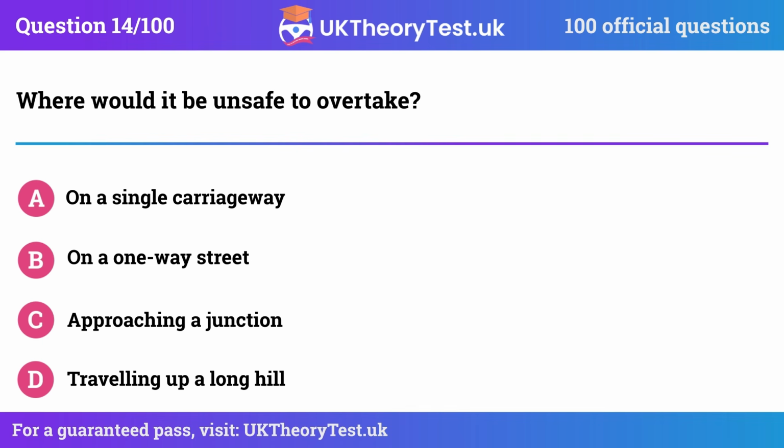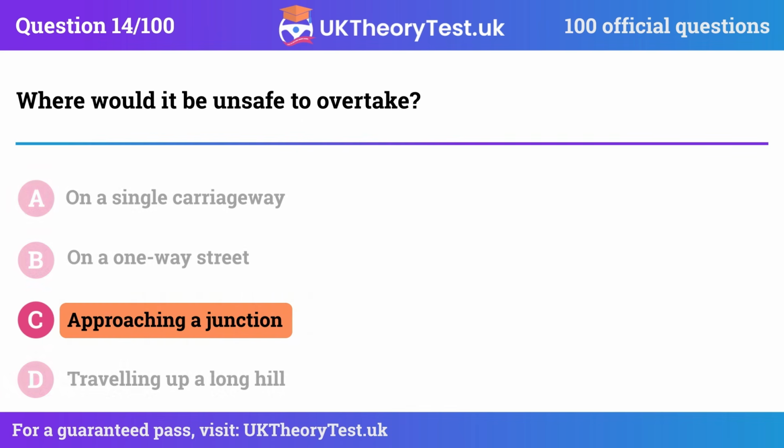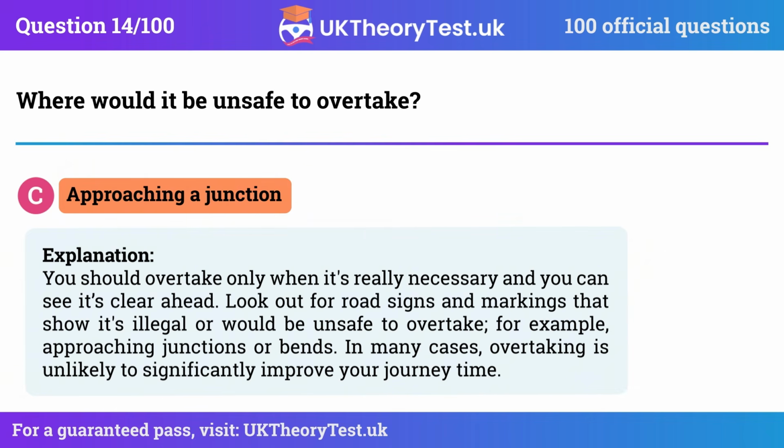The correct answer is D. Approaching a junction. Explanation. You should overtake only when it's really necessary, and you can see it's clear ahead. Look out for road signs and markings that show it's illegal or would be unsafe to overtake, for example, approaching junctions or bends. In many cases, overtaking is unlikely to significantly improve your journey time.